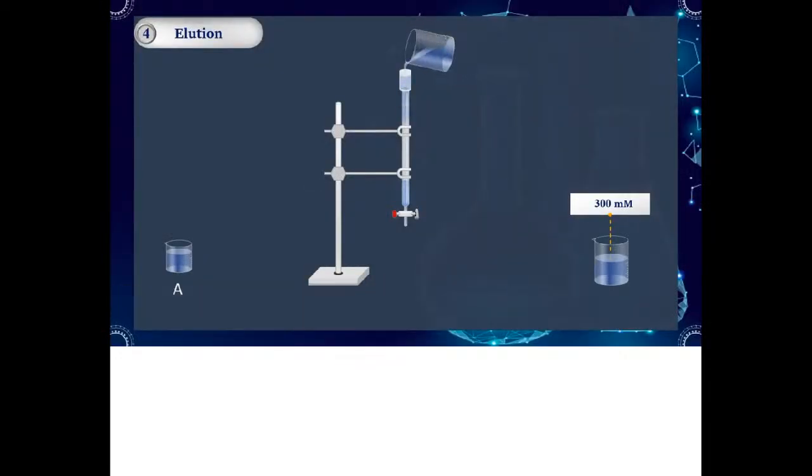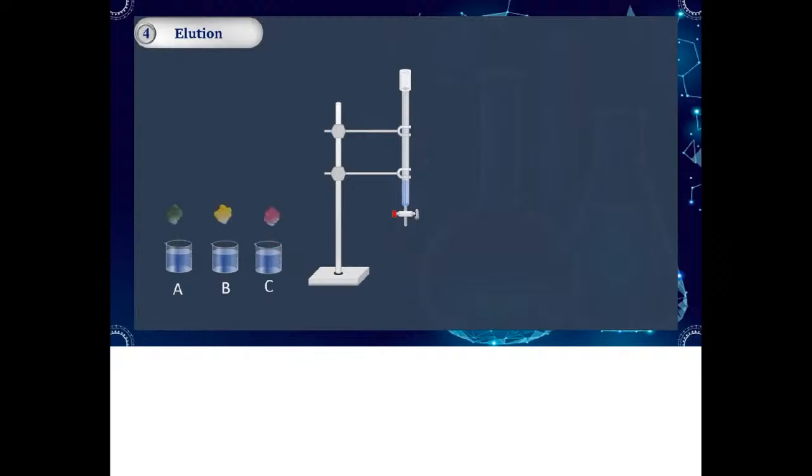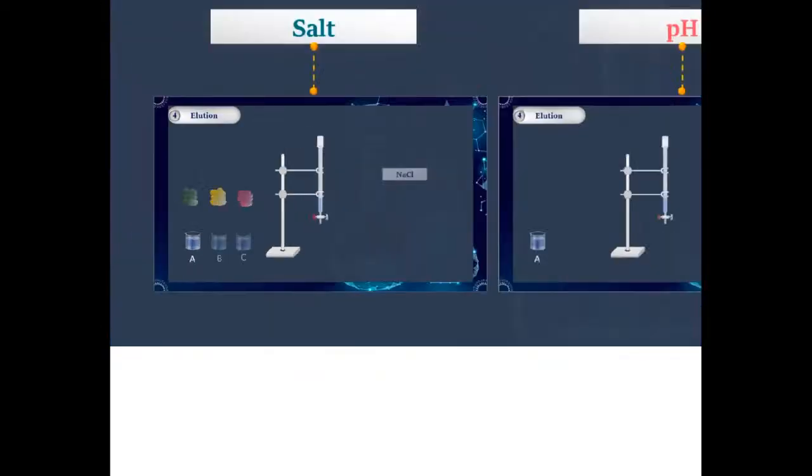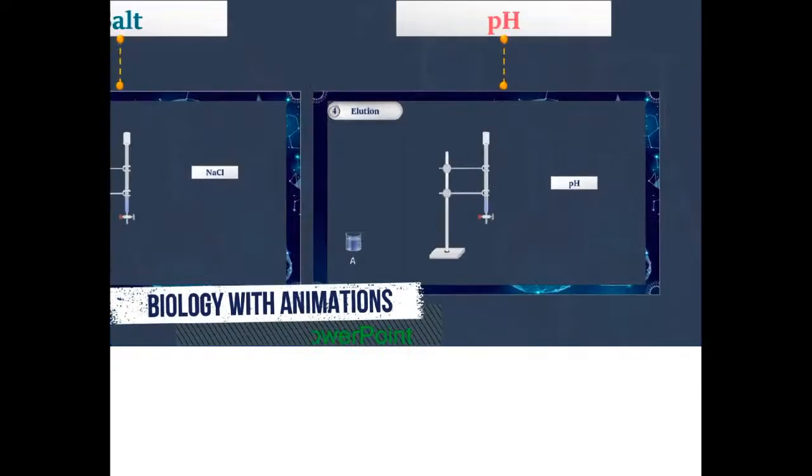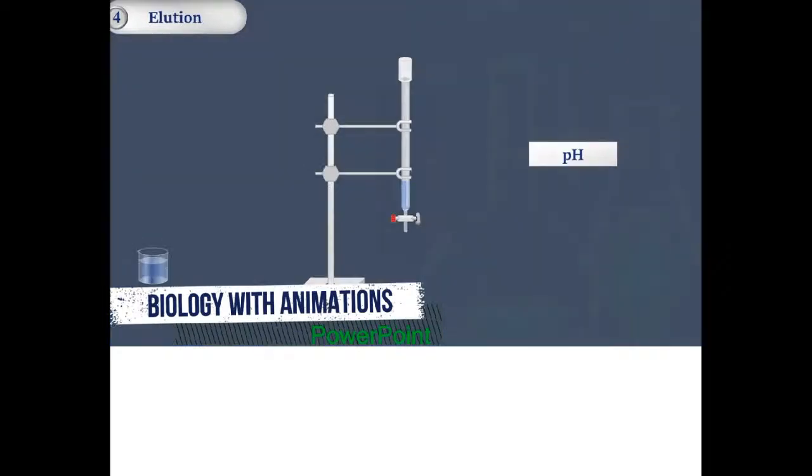Protein B has the lowest net positive charge, so it can be eluted first. Then, protein C with the highest net positive charge can be eluted next, by increasing the salt concentration. Also, varying the pH of the buffer can be used to affect the separation and to elute the retained proteins.